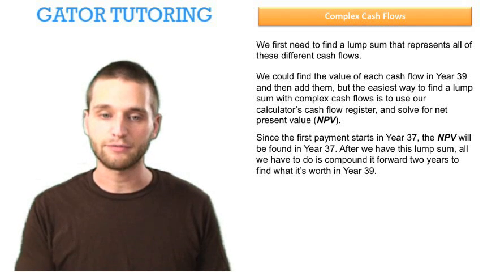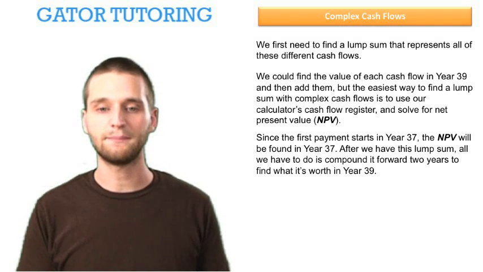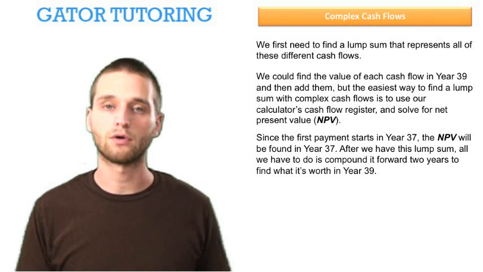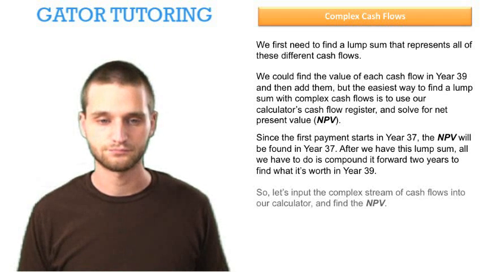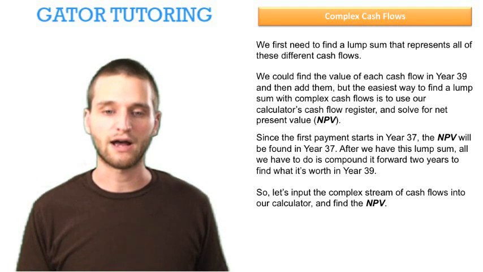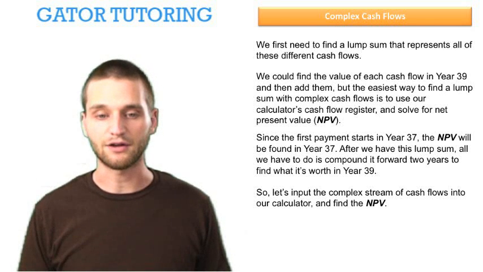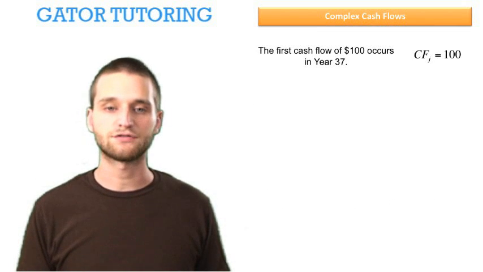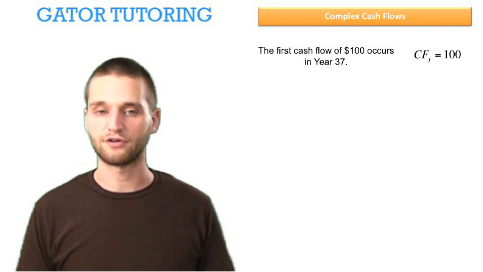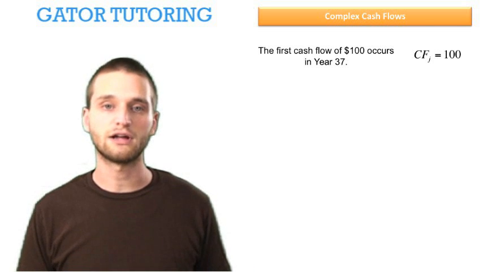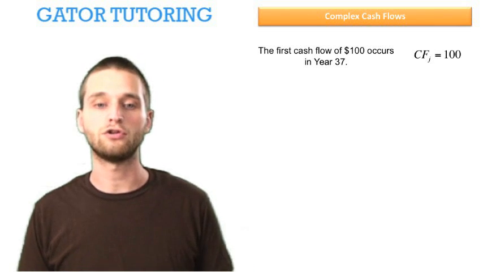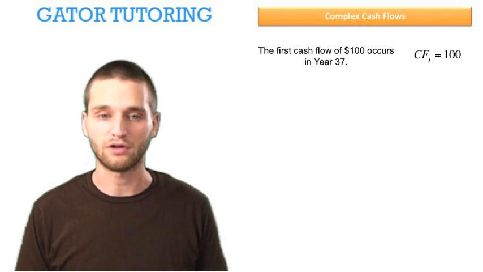After we have this lump sum, all we have to do is compound it forward 2 years to find what it's worth in year 39. So let's input the complex stream of cash flows into our calculator and find the net present value. The first cash flow of $100 occurs in year 37. So press 100 and then press the cash flow key. We'll just use year 37 as our starting point.